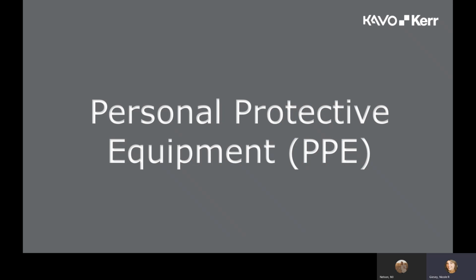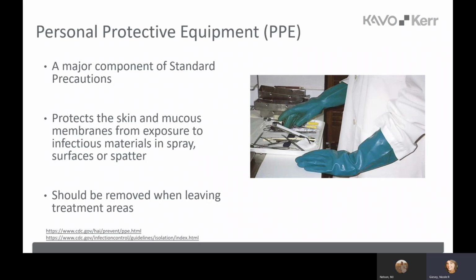So how do we do that? One way is to use personal protective equipment. PPE, or personal protective equipment, is a major component of our standard precautions. It protects the skin and mucous membranes from exposure to infectious material in spray, surface, or spatter. It should be removed when you leave the treatment area, and then it should also be put back on when you're going into a sterilization area.